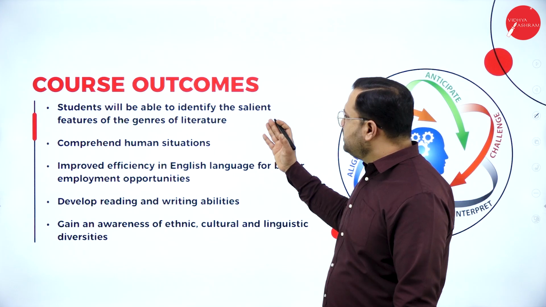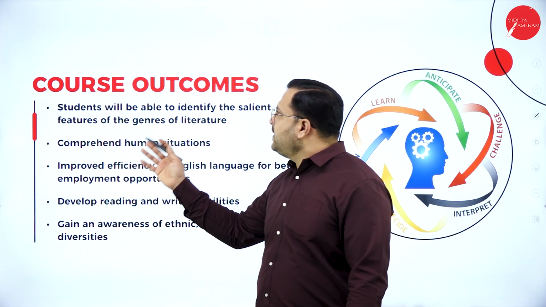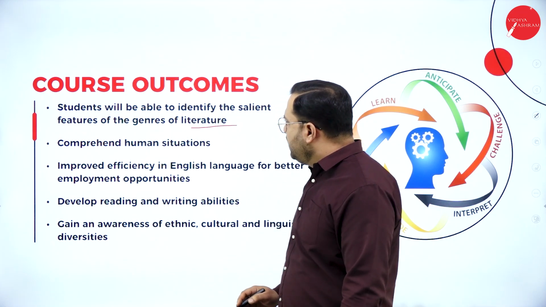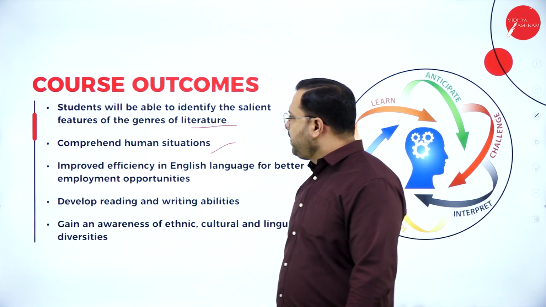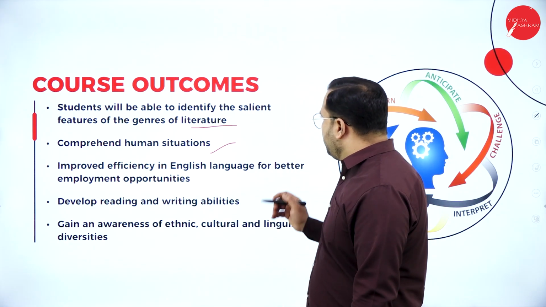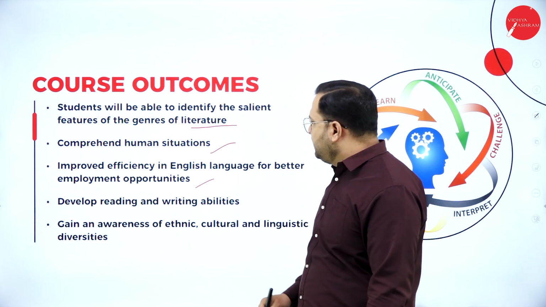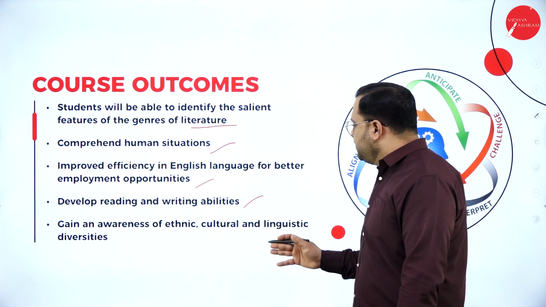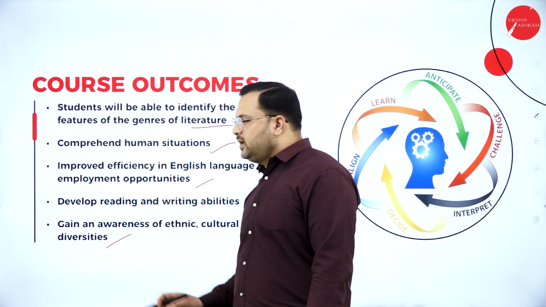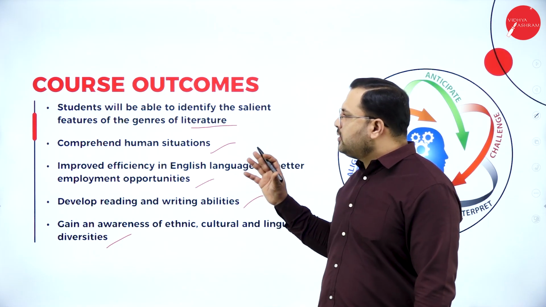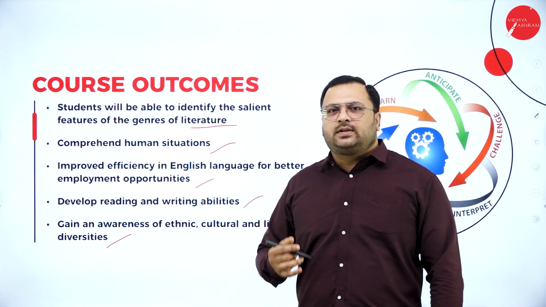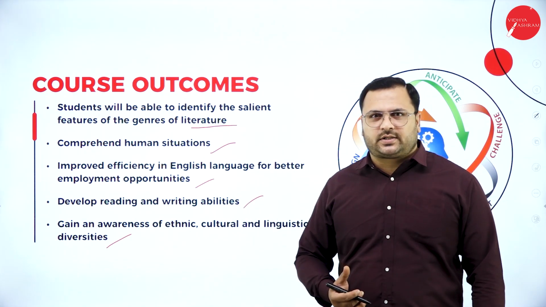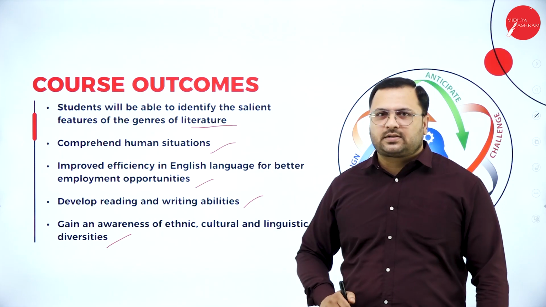So here the course outcomes are listed like this. Students, that means you will be able to identify the salient features of genres of literature. You will be able to understand human situations, improved efficiency in English language for better employment opportunities, and you will develop reading and writing abilities, and you will gain an awareness of ethnic, cultural, linguistic diversities that is there in the world. So these are the course outcomes. Once you go through the syllabus, once you go through the contents of this semester's English text, you will be able to achieve all these things.